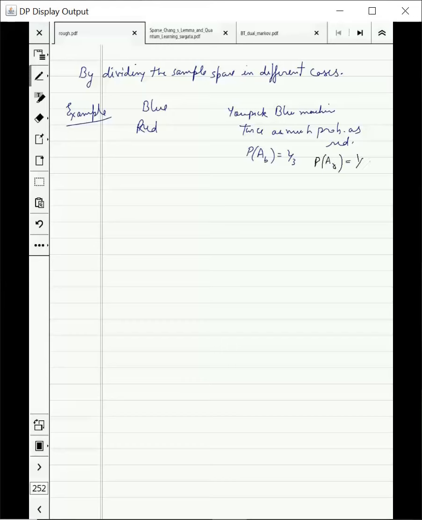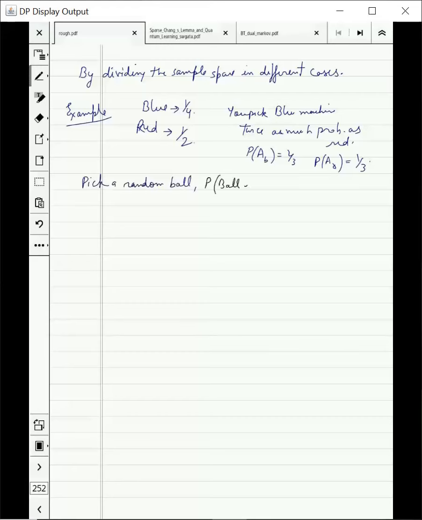I'm making up events as I go. So A_B is the event that I pick a blue machine, and A_R is the event that I pick a red machine. Now, the blue machine gives defective balls with probability 1 by 4, and the red machine gives defective balls with probability half. And the question is, you might guess it, if we pick a random ball, what is the probability that the ball is defective?